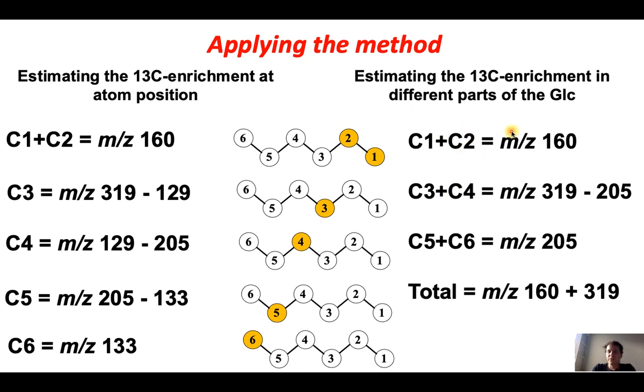So here we took the total 13C enrichment in the fragment 160. To get the enrichment in C3 plus C4, we just make this calculation, and we are using the fragment 205 to get the enrichment in carbon 5 plus carbon 6. And this is also something nice. To get the total 13C enrichment in the glucose, you just have to sum the 160 with the 319. So then you get all 6 carbons labeled.